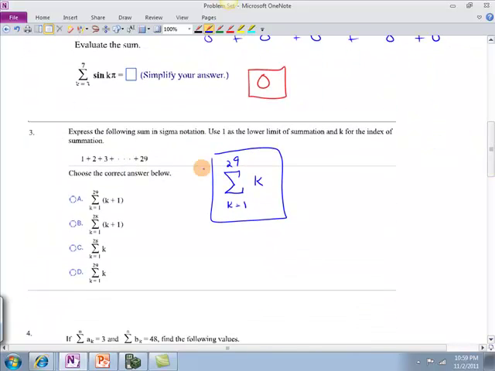On this one, it wants us to write it out in sigma notation. Without looking at these, it's a good idea to not look at your choices and go ahead and try. Use 1 as the lower limit and k for the index. Okay, so k equals 1. We're starting with that, and it looks like we're just adding 1 each time. So we're just using k. So if k is 1, and then k is 2 and 3, we're going to sum those up all the way to 29, and that's the way that would look. And so we're down here.